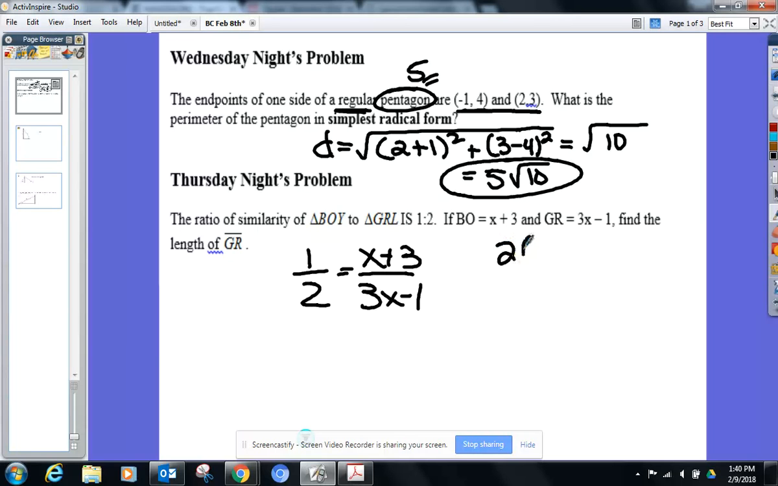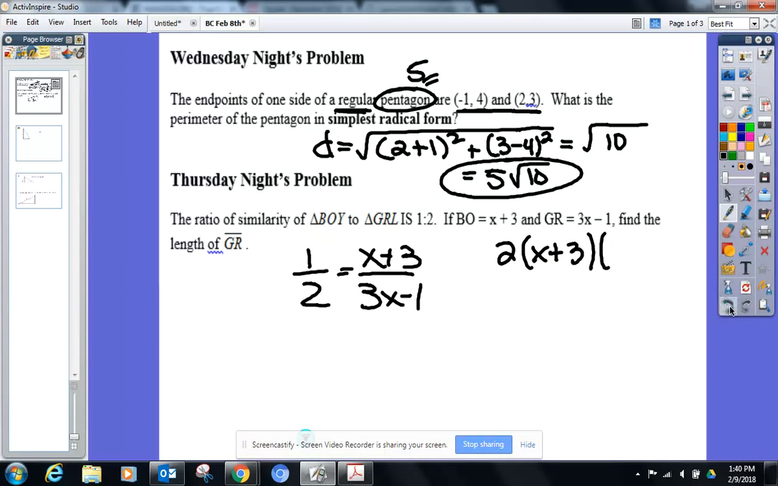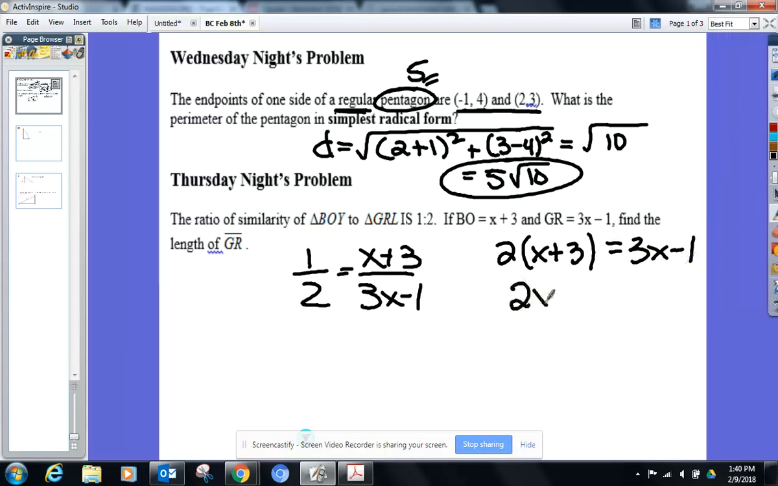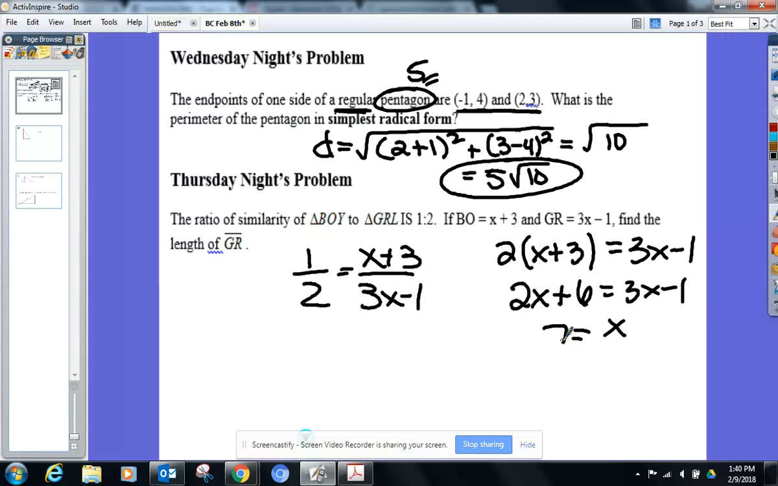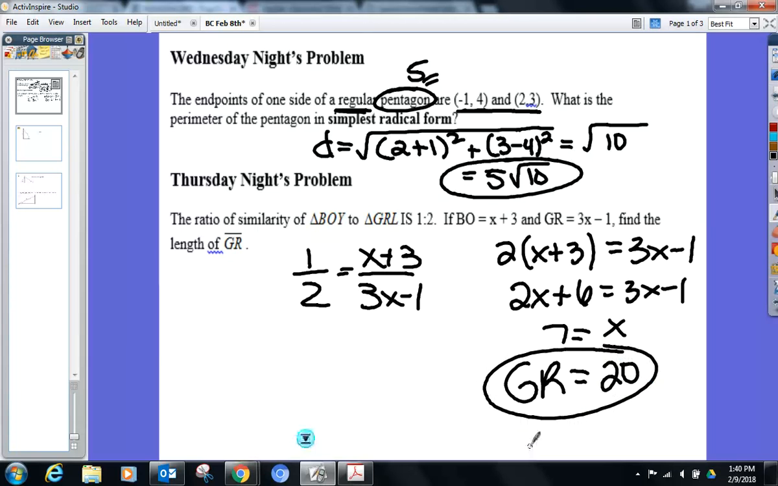All right. So not out of the woods yet, though. I don't know if some of you read the problem all the way, because once you found x, great job. That wasn't the one we were looking for, though. What'd you get? 2x, or x equals 7? But I was looking for GR, so plug in 7 to GR. And what'd you end up with? 20. Yep. Any issues there?